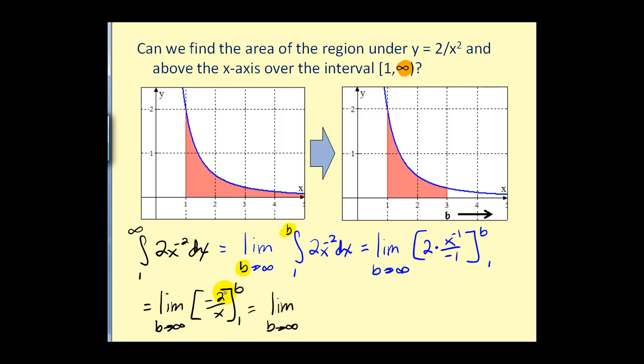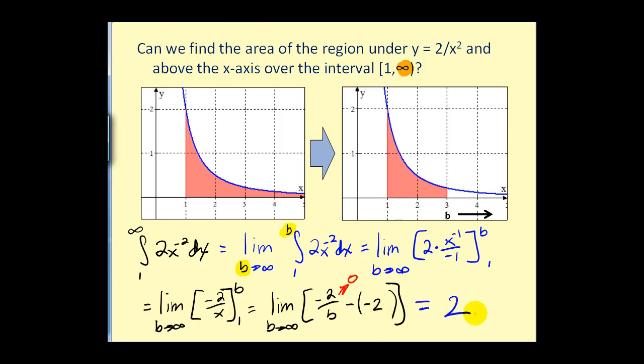So first we replace x with b. We'd have negative 2 divided by b minus negative 2 over 1, or negative 2. So now we take the limit of this, negative 2 divided by b, as b approaches infinity. This approaches 0. This is not affected by b, so this is equal to positive 2.